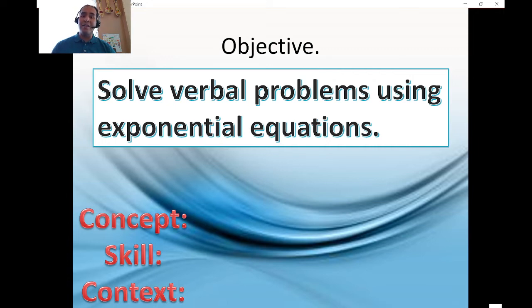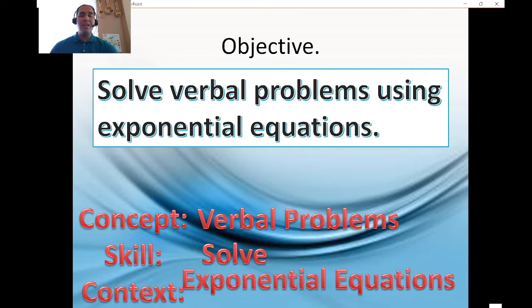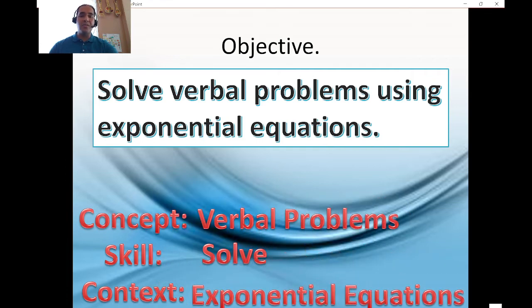Our concept is, are you ready? Here we go. Verbal problems. The skill is that we're able to solve those verbal problems, the skill being the verb. And the context is exponential equations. So we're going to have a verbal problem, and we're going to utilize exponential equations so that we can solve them.